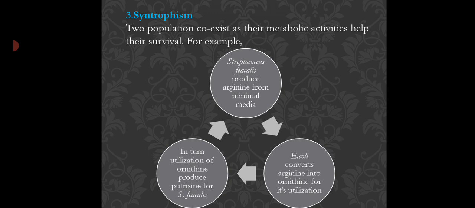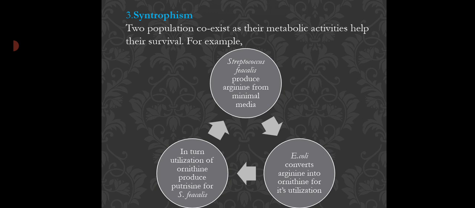Here the two populations coexist as their metabolic activities help their survival. For example, Streptococcus faecalis produces arginine from minimal media, then E. coli converts this arginine into ornithine for its utilization. Upon utilizing the ornithine, E. coli produces putrescine as a secondary compound, and this putrescine will be utilized by Streptococcus faecalis. So this is the relationship.